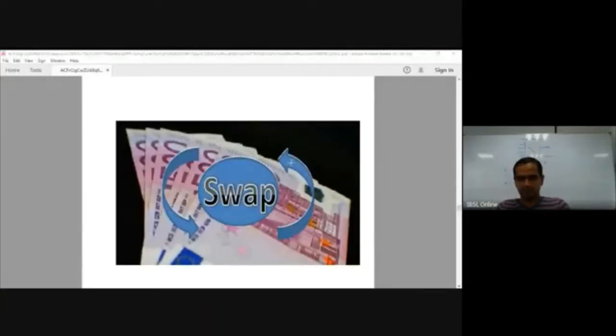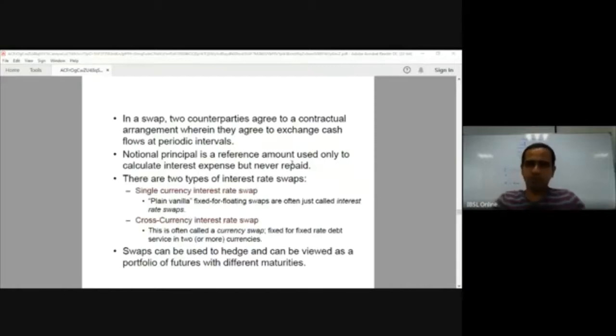Next one is on swaps. Right. Once again, there are swaps, all sorts of swaps. Fixed to floating swap, interest rate swaps, exchange rate swaps, debt to equity swaps, right? Credit default swaps. You name it, you have various kinds of swaps. So many types. In a swap, two counterparties agree to a contractual arrangement wherein they agree to exchange cash flows at periodic intervals. Notional principal is a reference amount used only to calculate interest expense but never repaid. Right? Remember, in a swap, except in a currency swap, in all other swaps, the notional value is never exchanged. It's only used to calculate interest payments.